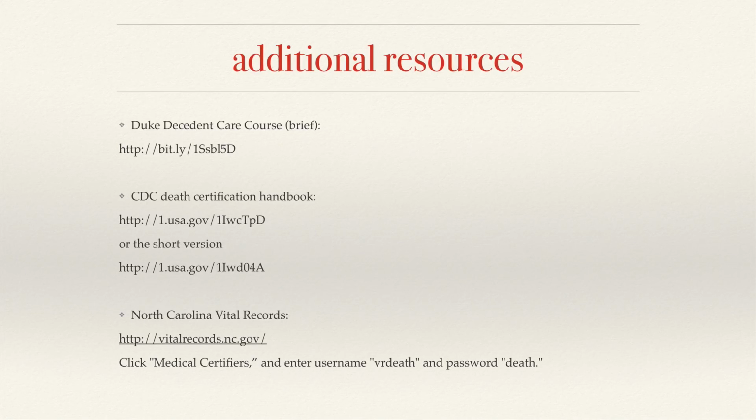The short version, that is the second link, is a quick look at their version of the death certificate, and it also describes how to describe medical conditions in the death certificate without referring to actual physical states like cardiac arrest. And North Carolina's Vital Records also has a website where you can work through the North Carolina version of the death certificate as a tutorial, so you can get some more experience with that.